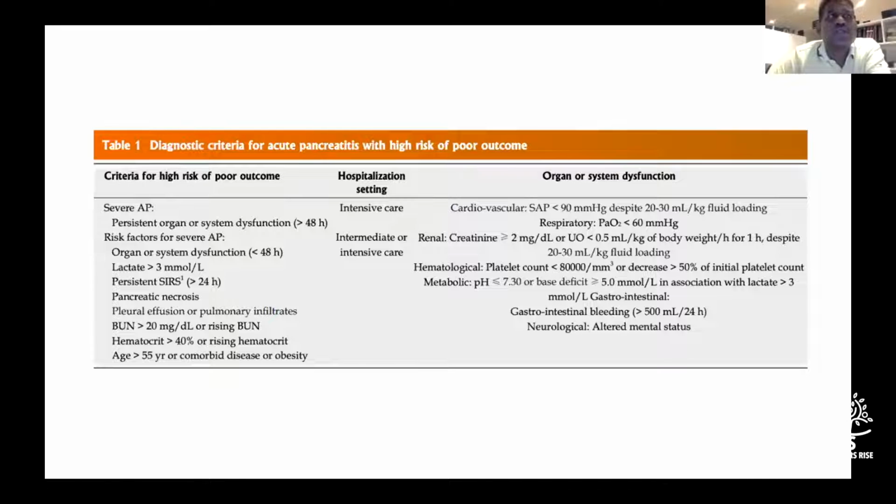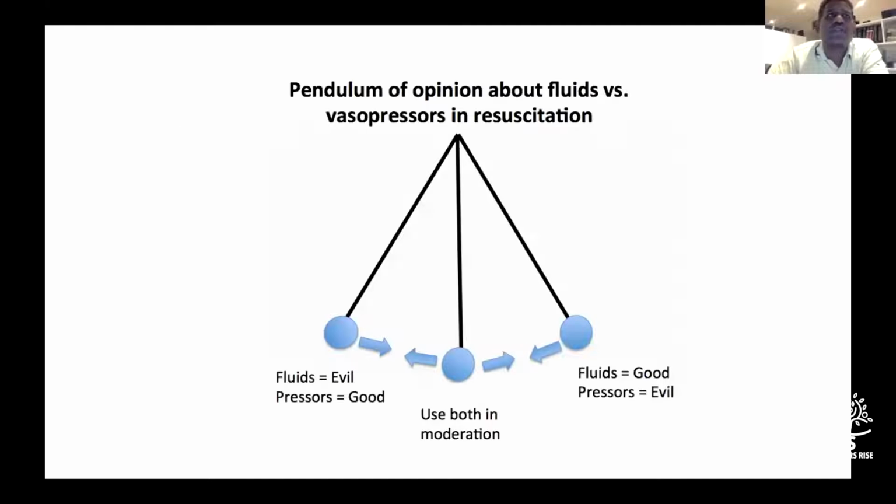So these are associated with poor outcome. But what I want you to understand is that many of them are related to poor organ perfusion because of inappropriate fluid resuscitation. I'm saying inappropriate because fluid resuscitation cuts both ways. If you push to one end, fluids can become evil, and if you push to the other end, it will also become evil.